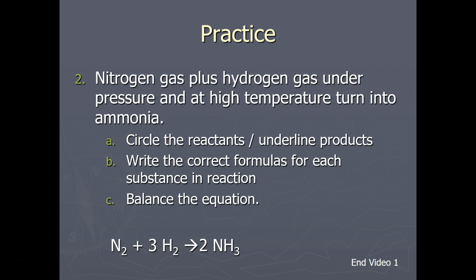We had 2 nitrogens on this side, so we needed to put 2 nitrogens on that side, so we put a 2 there. That gave us 6 hydrogens, which meant we put 6 hydrogens over here. Hopefully you're getting the hang of this. Come to class tomorrow, ready to practice balancing chemical reactions.